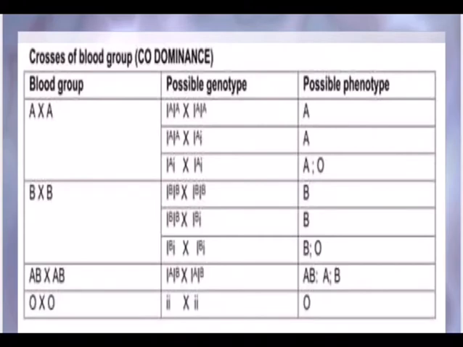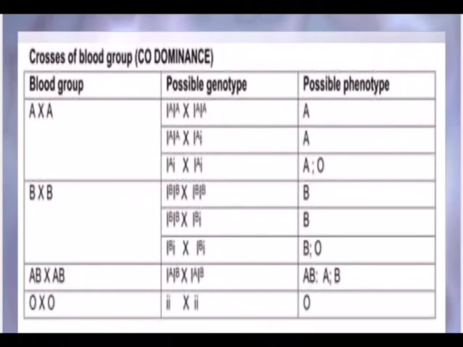And B group, B versus B. If a person having blood group B marries another person having the same blood group, what will happen? The possible genotypes are from father side IB, IB, from mother side IB, IB. So the possible phenotype for the children will be B. So it's a B family, blood group B family. On the other hand, if there is a variation, like father having IB, IB genotype and mother having IB, I0, as I0 does not have any antigen, the expression after the crossing will be B blood group.